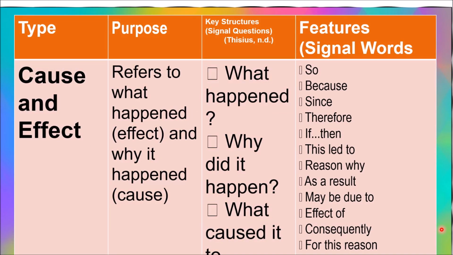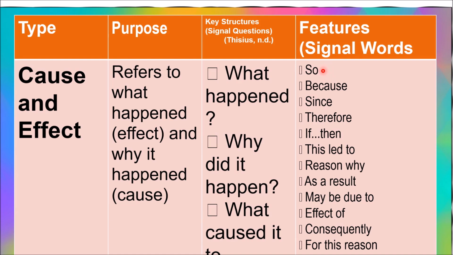For cause and effect. What's the purpose for cause and effect? It refers to what happened, the effect, and why it has happened, the cause. Then the key structures: What happened? Why did it happen? What caused it? Then how about the features or the signal words?